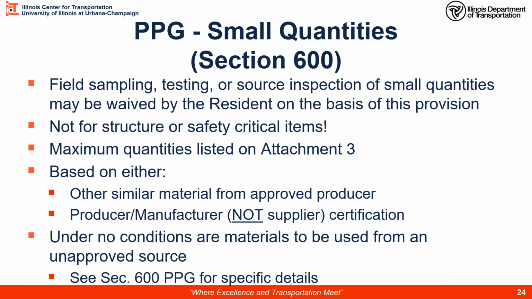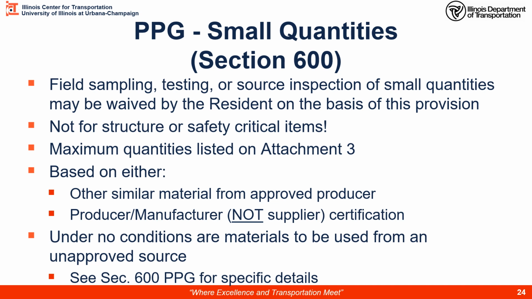Let's talk about the PPG small quantities, section 600. The small quantity provision is used primarily when you have collected your evidence of material inspection for an item and you have this small amount left towards the end of that pay item, and it saves you the hassle of sending in extra material inspections. Field sampling, testing, or source inspection of these small quantities can be waived by the resident on the basis of this provision. It's not for structure or safety critical items.